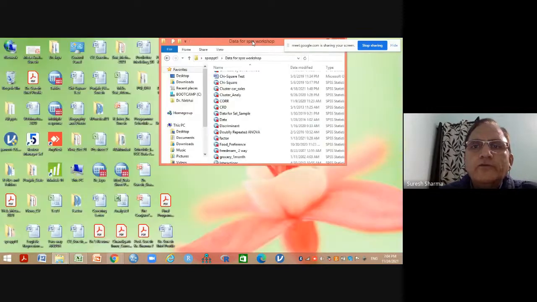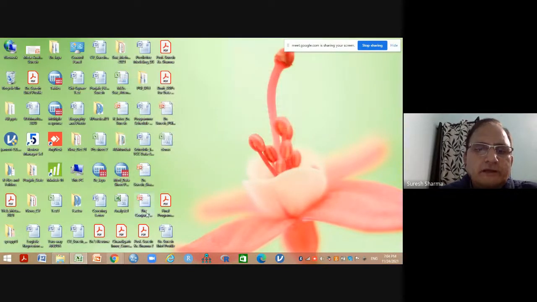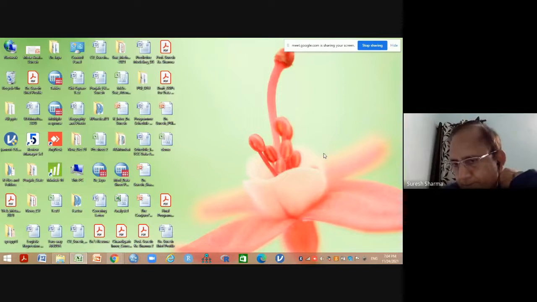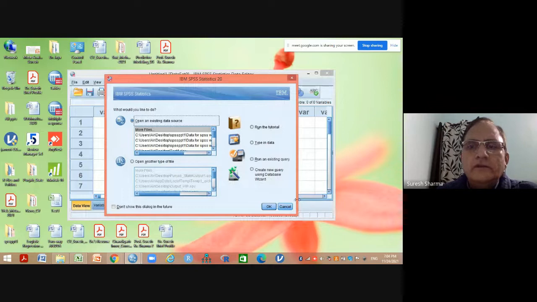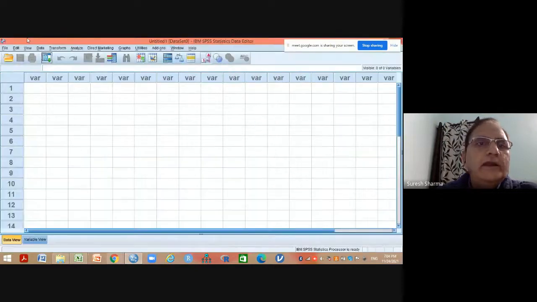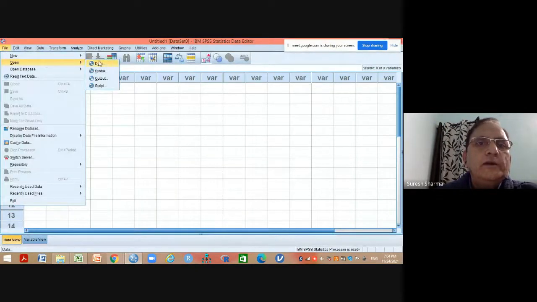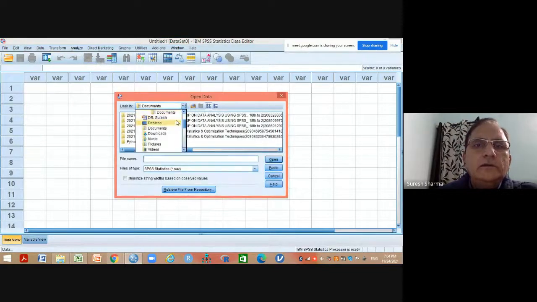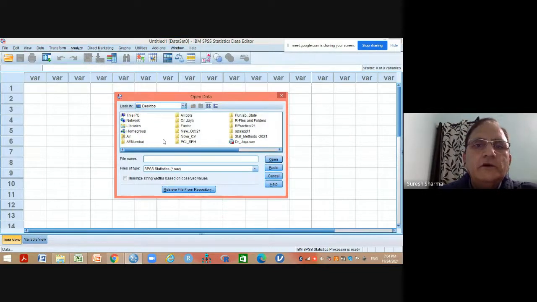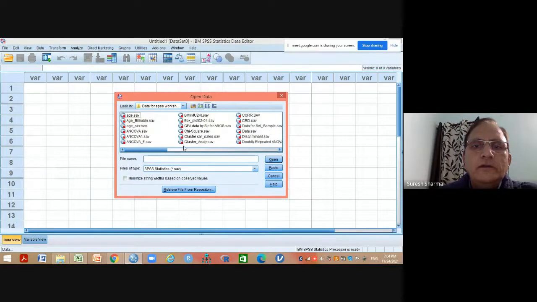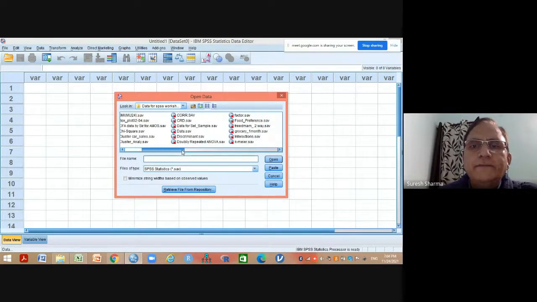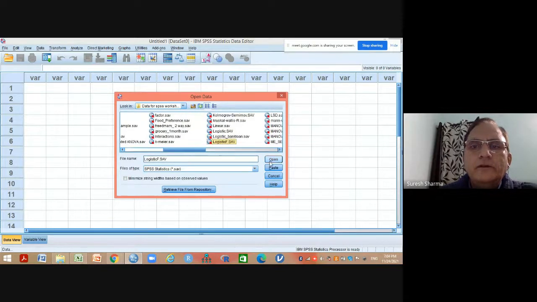Actually, it is not opening from here. I have to go from the other side. Let me just open spaces again. Cancel. And File, Open, Data, then Desktop, this, and there is a file which is called logistic. This one. Let me just open.